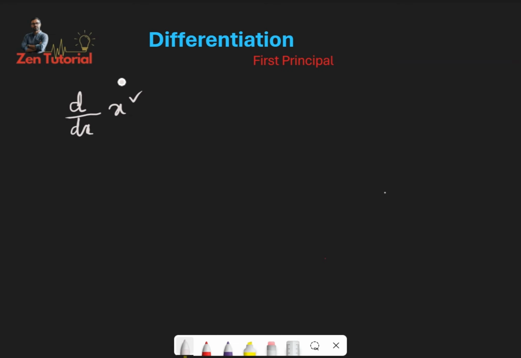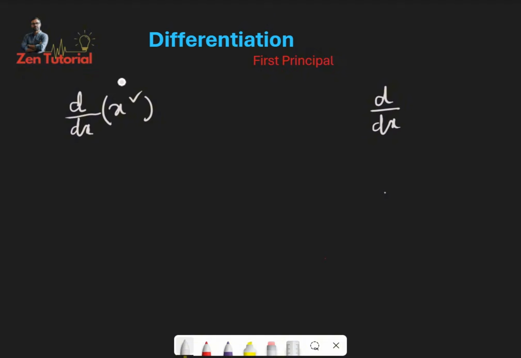This is the operator of differentiation. So we differentiate this function, which is x square, with respect to x. This is actually the differentiation. So what would be the value for x square? For differentiation, we should have an operator.